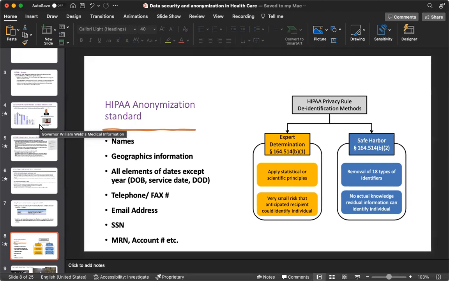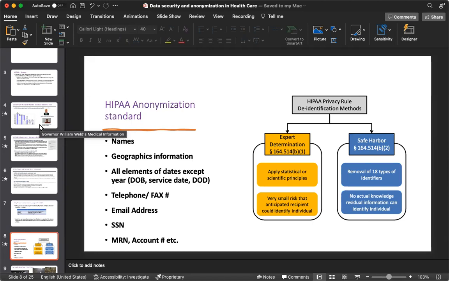Even when you are using the first 3 digits of the zip code, there is a mandate that if the total population for those 3 digits is less than 20,000, you have to assign them the 000 zip code, so they will be put into a common bucket.